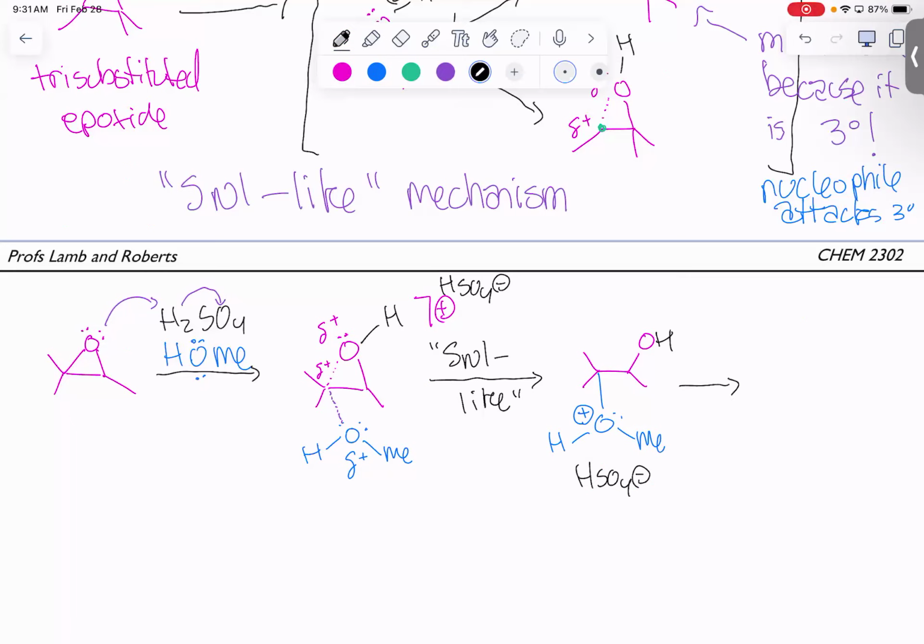We'll just deprotonate using HSO4 minus or methanol, which is probably more acidic, so we'll just call this a proton transfer. If you did it from methanol or from HSO4 minus, it doesn't matter to me. We can get to our final product, which is our methoxide group that's now on our epoxide.